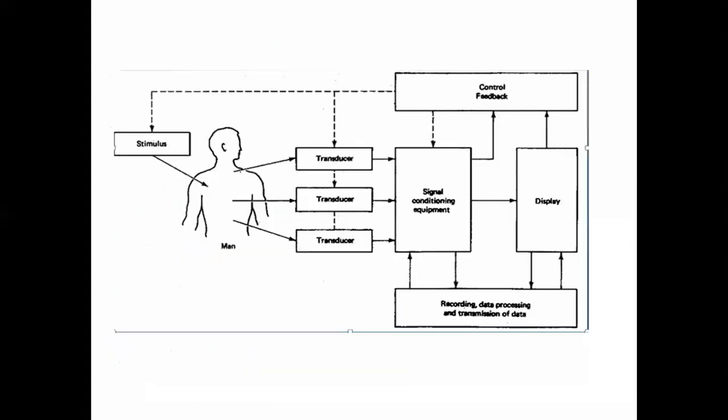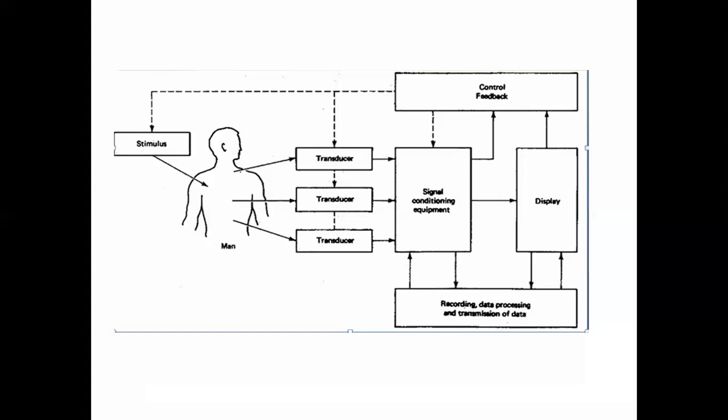So this is the block diagram which represents the man instrumentation system. Here we have a number of transducers, so at a time we can measure a number of parameters. This transducer may measure the heart rate, this transducer may measure the pulse rate, and like that, a number of transducers may be used to gather the information at a time.